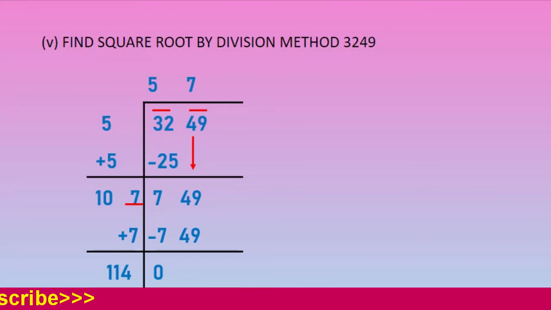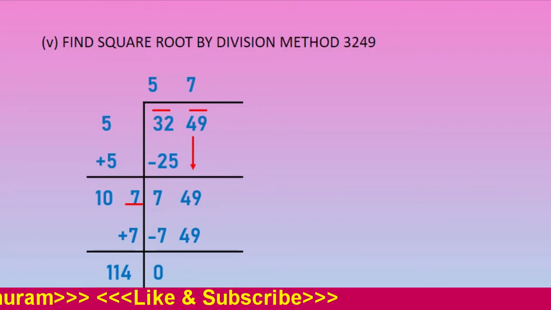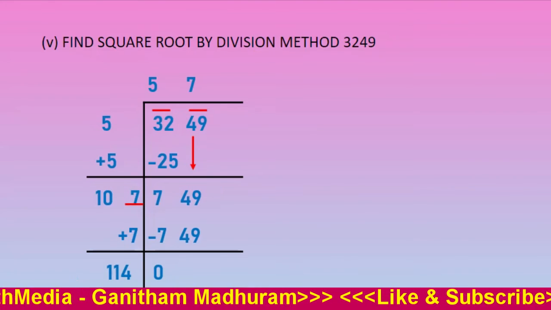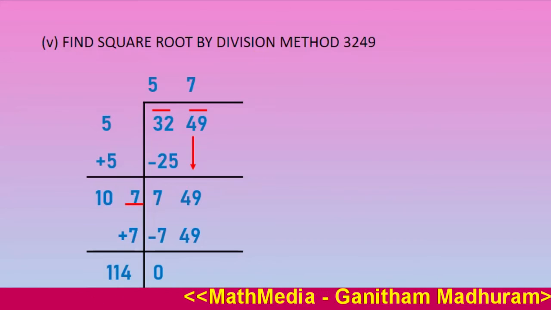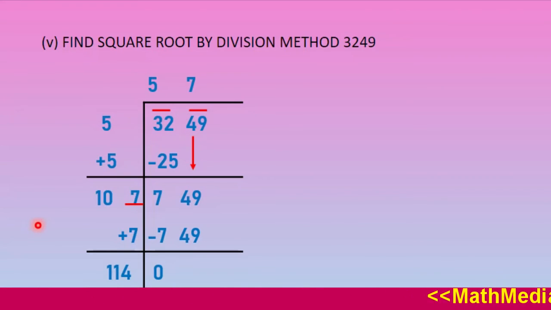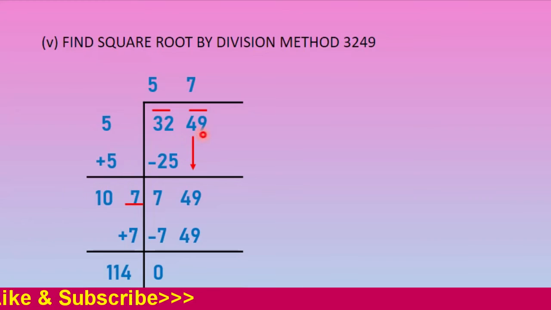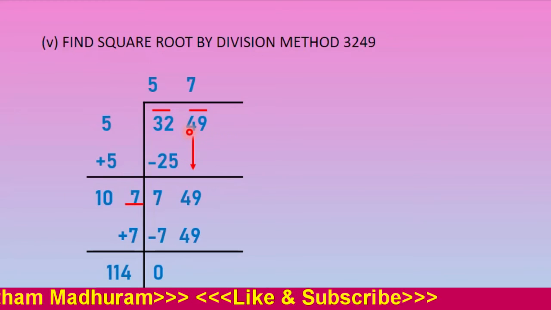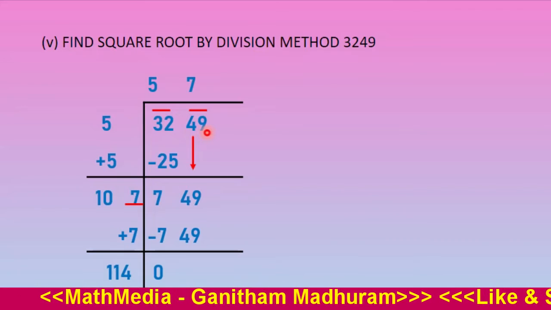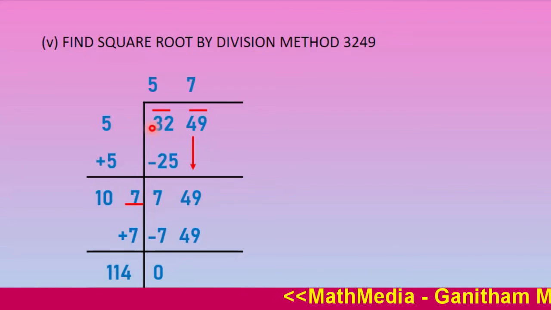Next we move to question number 5. Find the square root by division method 3249. What is the first step? First step is we have to make a group of 2 starting from the rightmost side. So this is one group, this is another group.